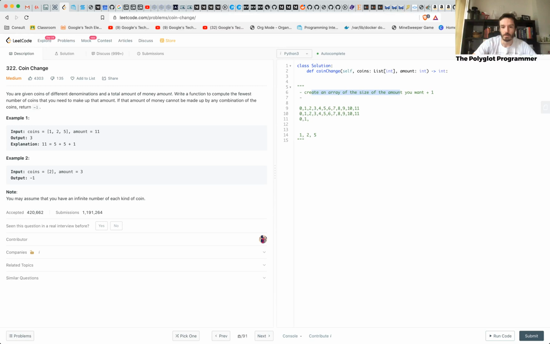And if it is, we will update the amount on this array with the minimum amount between what was already there and what was there minus the current coin.